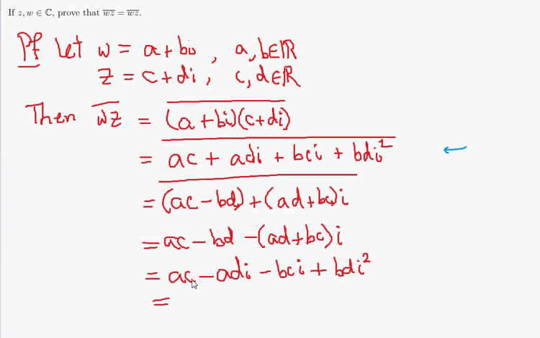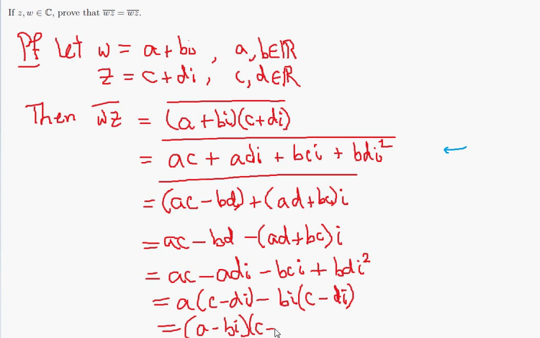Now these first two terms, I can factor an A out: C minus DI. On the last two terms, I can factor out a minus B times I, leaving me plus C and then a minus D times I. Then I can factor C minus DI out, so A minus BI times C minus DI, and that is equal to W conjugate times Z conjugate. And that is the end of the proof.